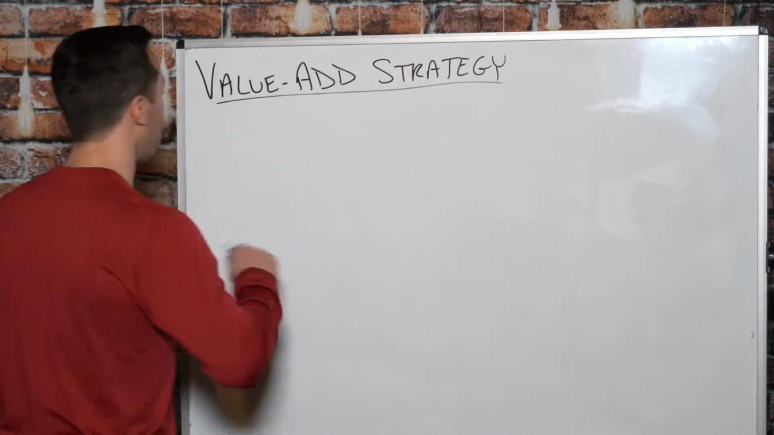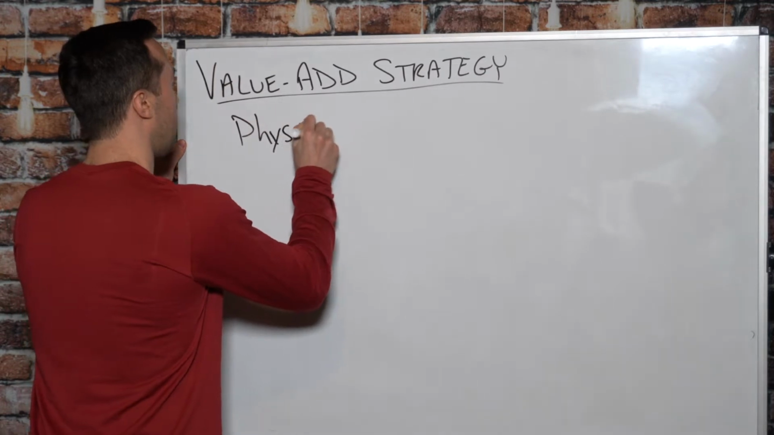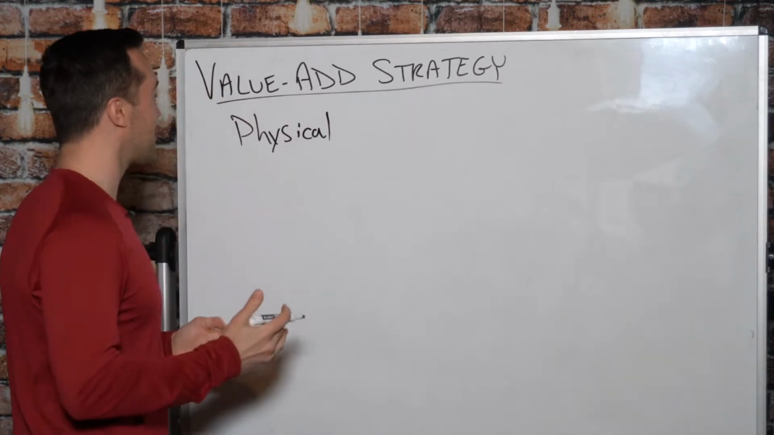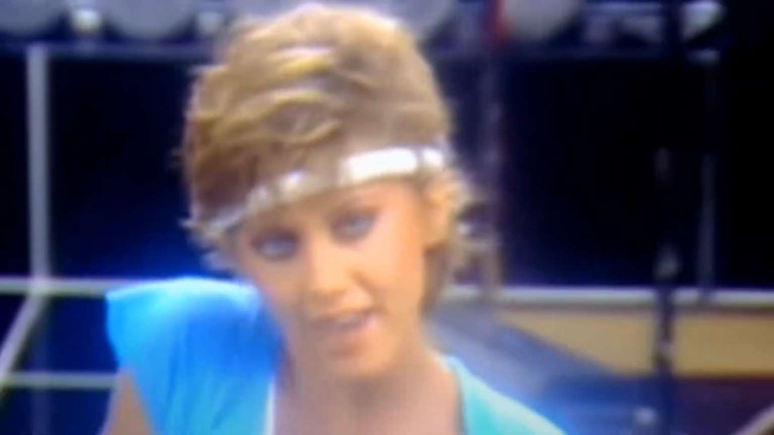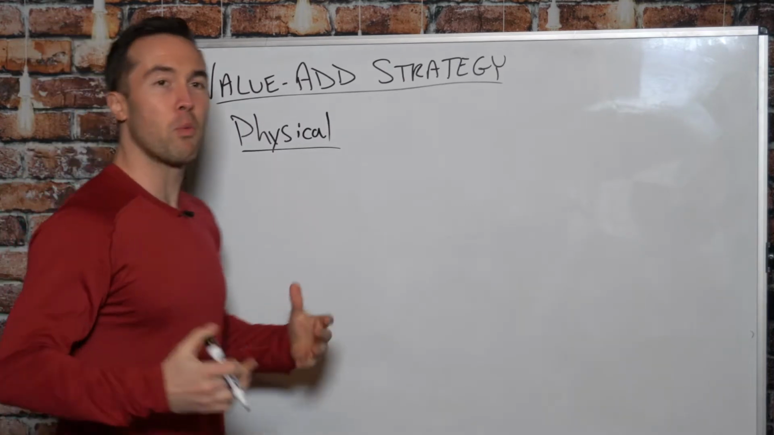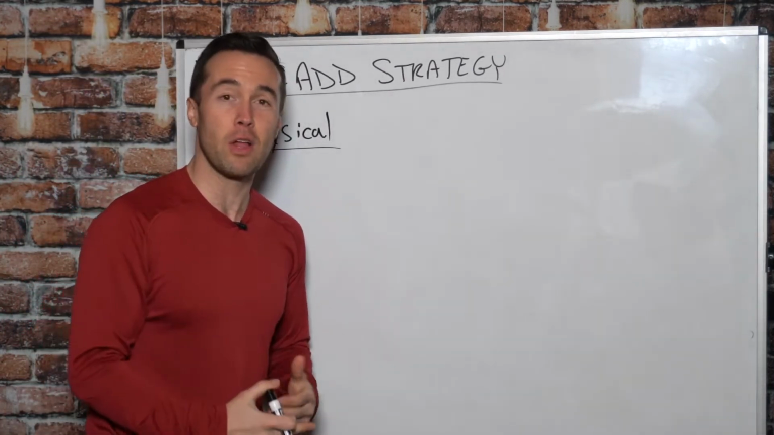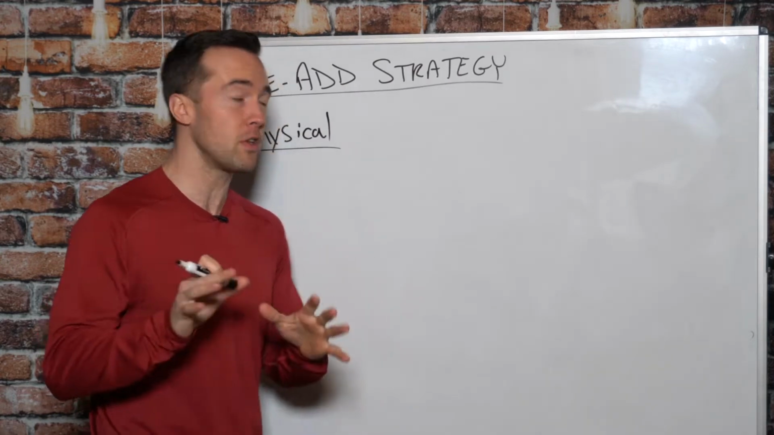So the first component we need to cover is called the physical side. So we can sing, let's get physical if you want to. The physical side of the value-add investing strategy is all about what we can physically do to the property. It can be physical upgrades, renovations, that sort of stuff. So let's break it down.